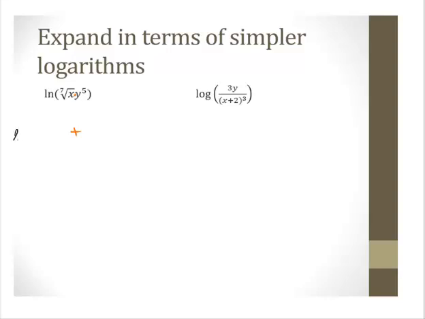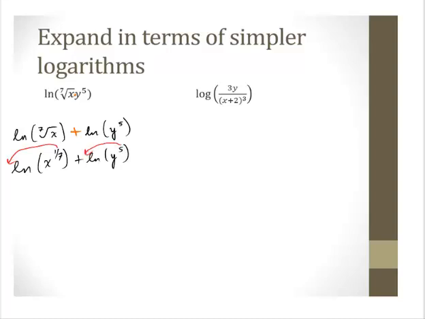So I'd have the natural logarithm of the 7th root of x plus the natural logarithm of y to the 5th. Now recall that the 7th root of x is the same as x to the 1/7 power. And so now, using the power property, I can bring each of these exponents out front of the logarithm as coefficients. 1/7 natural log x plus 5 natural log y.